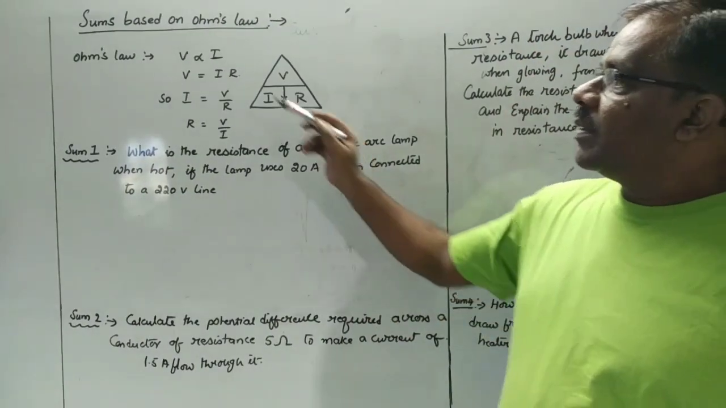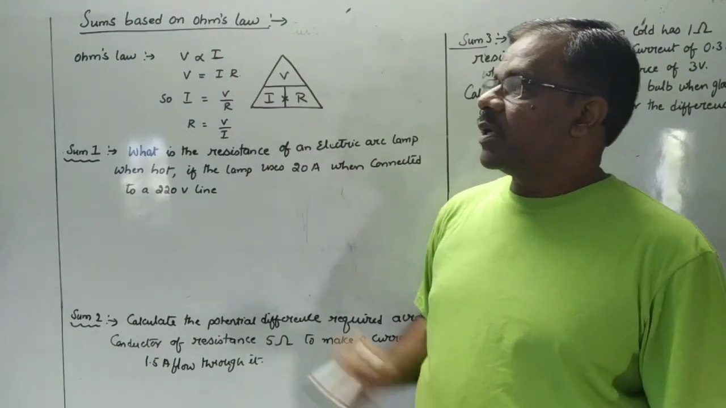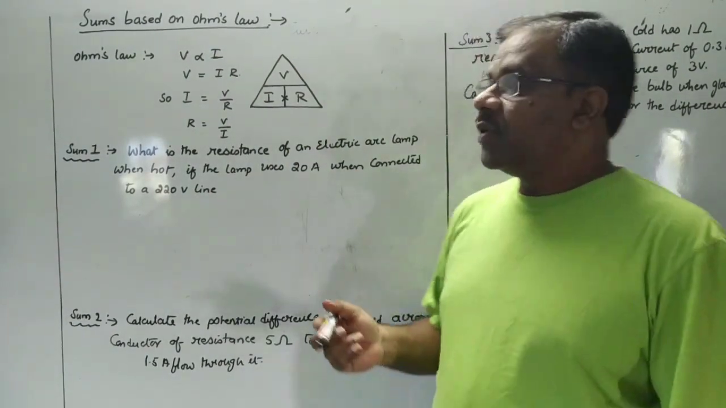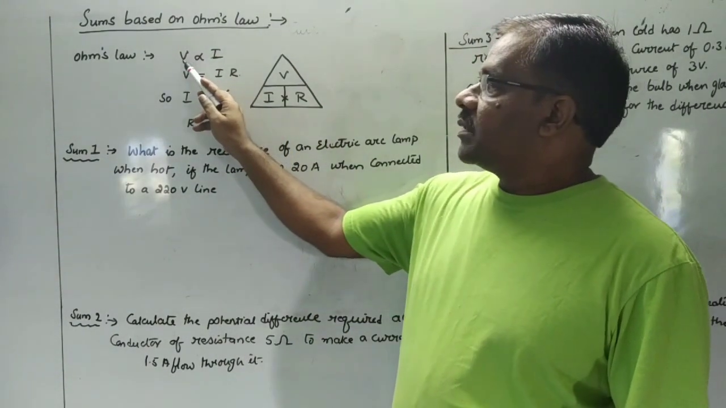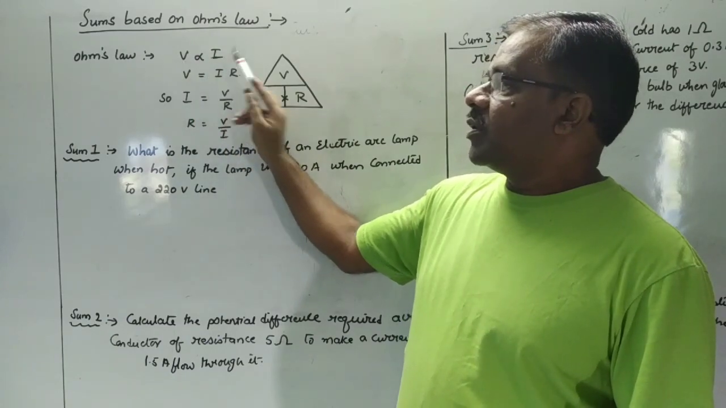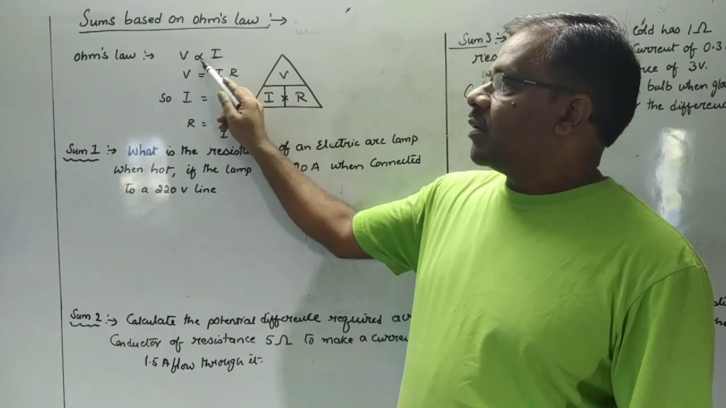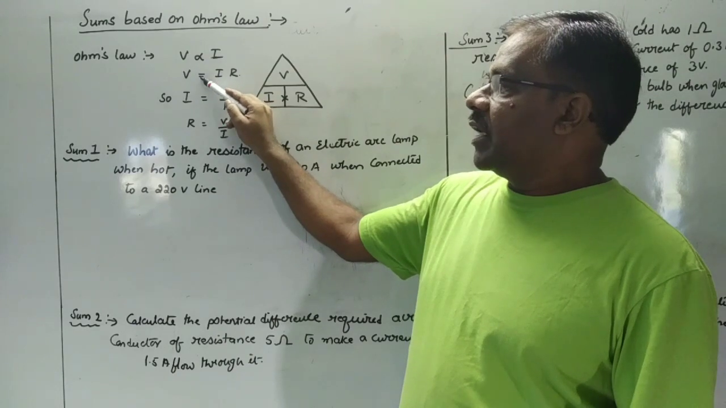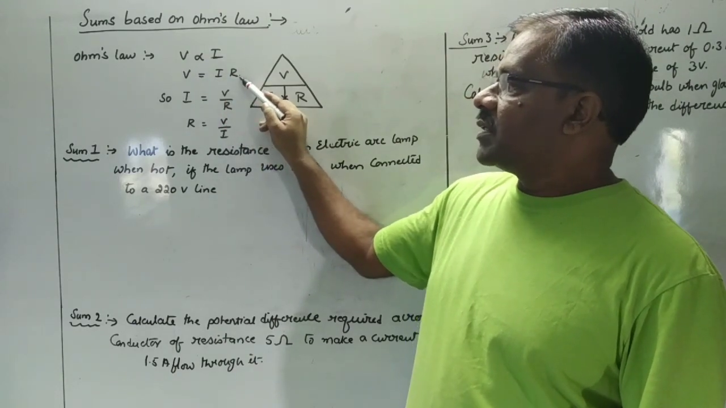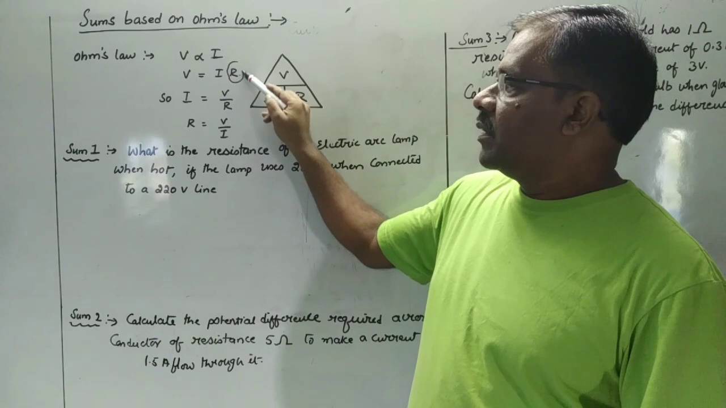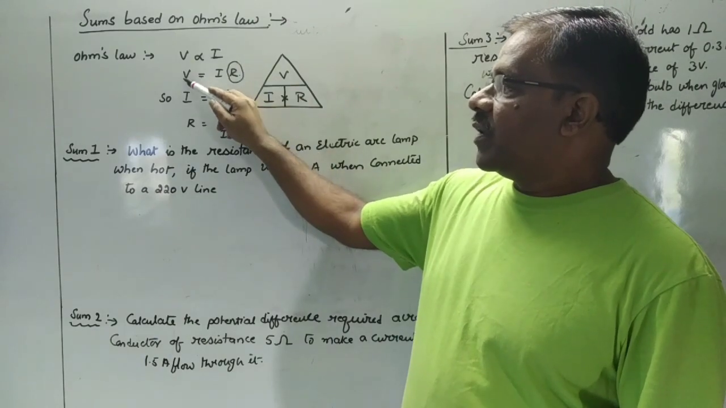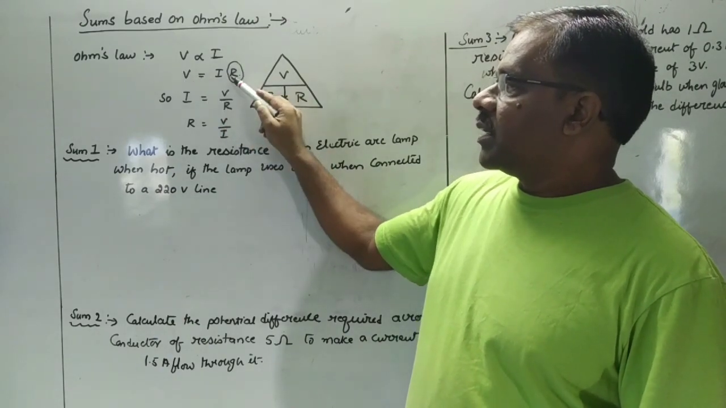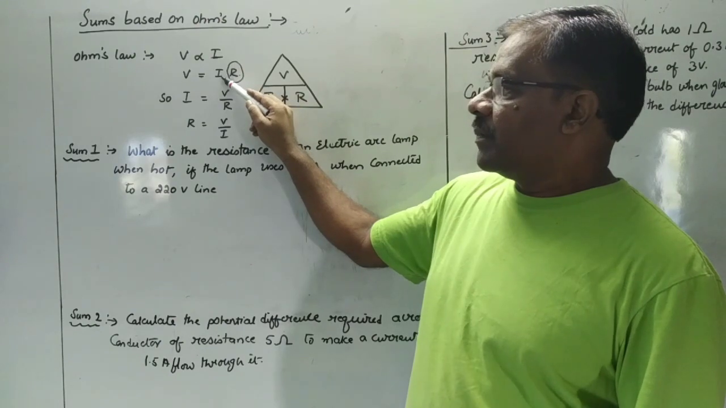In today's topic, we will be doing sums based on Ohm's law. Now, from Ohm's law, we know that voltage, that is potential difference, is proportional to current. So, when we take out this proportionality symbol, we will equate it to a constant called resistance. Here, R stands for resistance. So, if you want to find out voltage, you have to multiply the resistance of the conductor with the current.